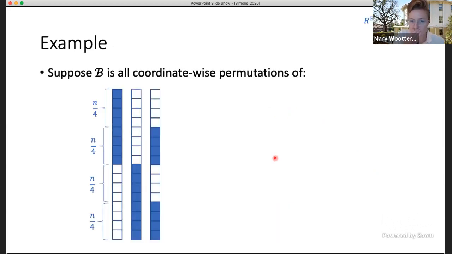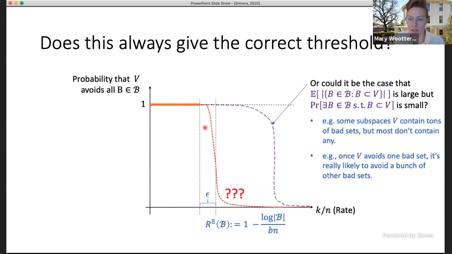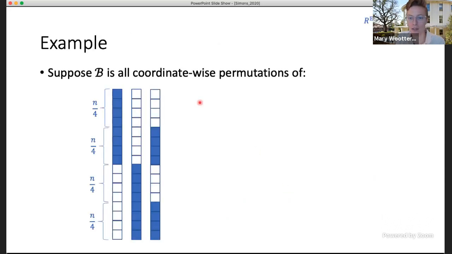Cool. Okay, so I guess I spoiled it. The answer is that you can go a bit beyond this, and let me show you an example of how that can happen. So here's just a simple toy example of how you can go beyond this expectation threshold, how that first moment argument does not give the right answer.